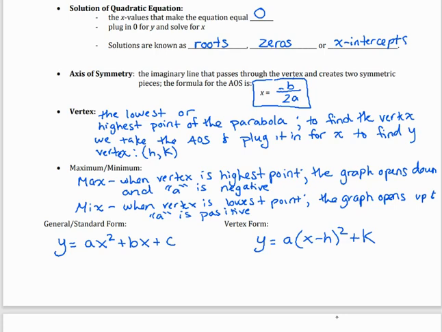Again, we have our A value. And this time around, we don't have a B and C value. So we're not going to use our formula of vertex of negative B over 2A. In fact, our vertex literally just comes right from the formula. So H comma K is the vertex. Hence why we call this vertex form. So let's look at some examples of graphing.